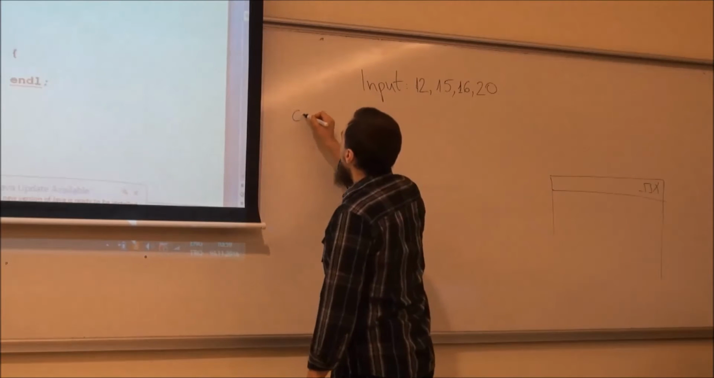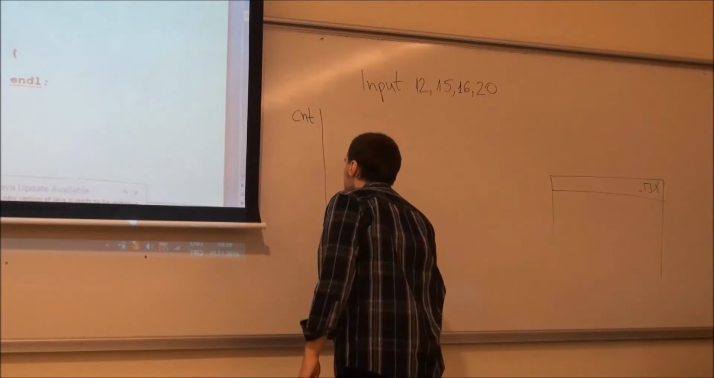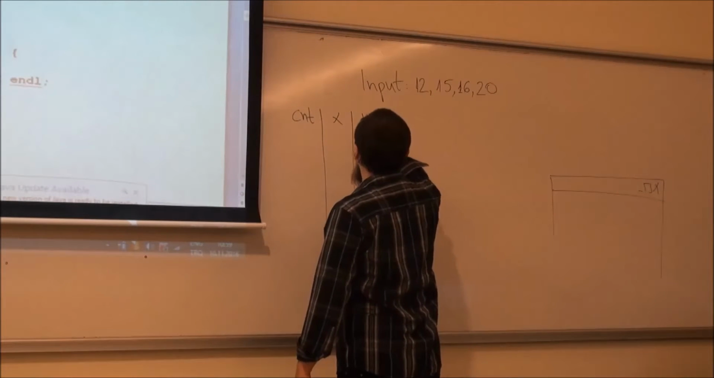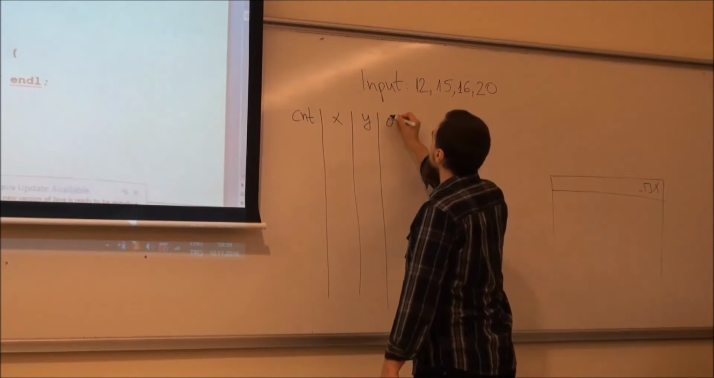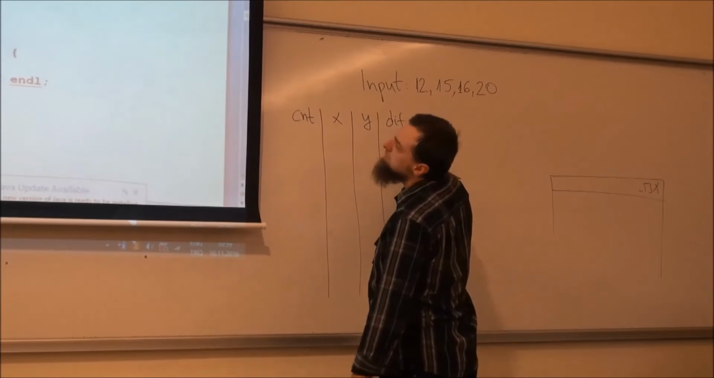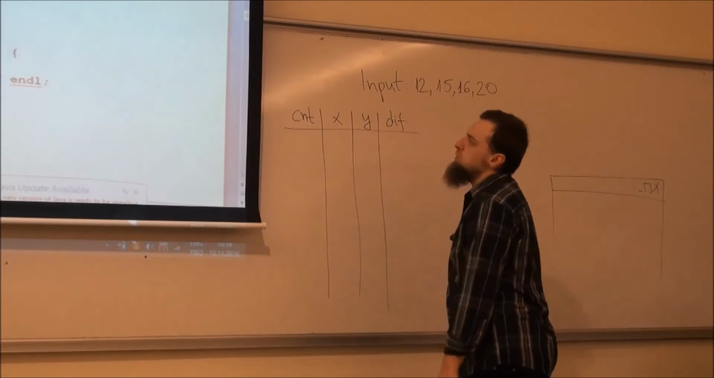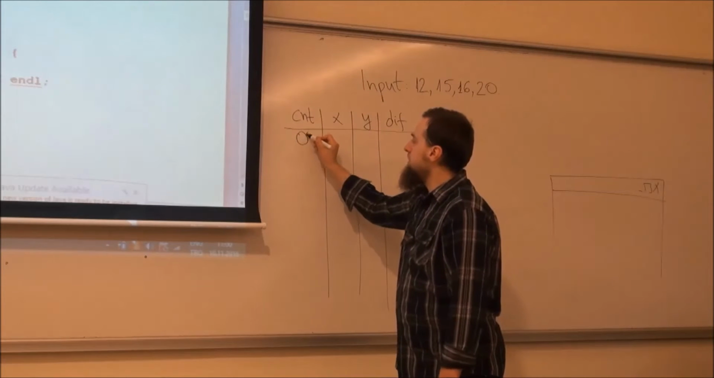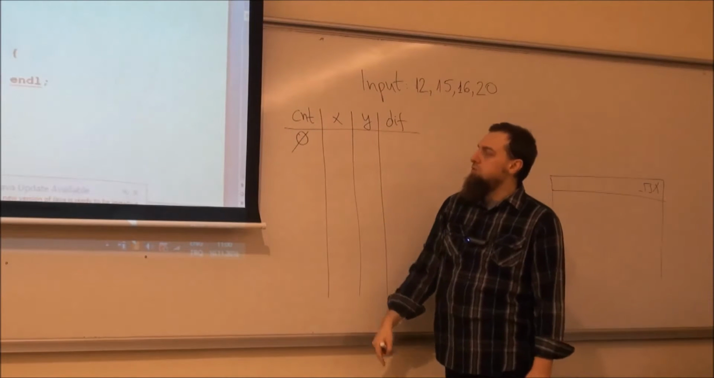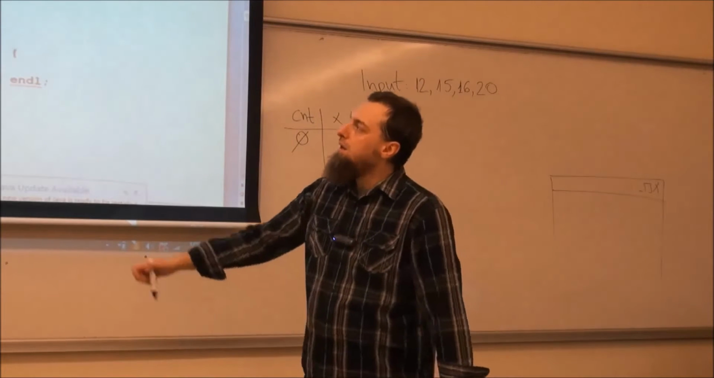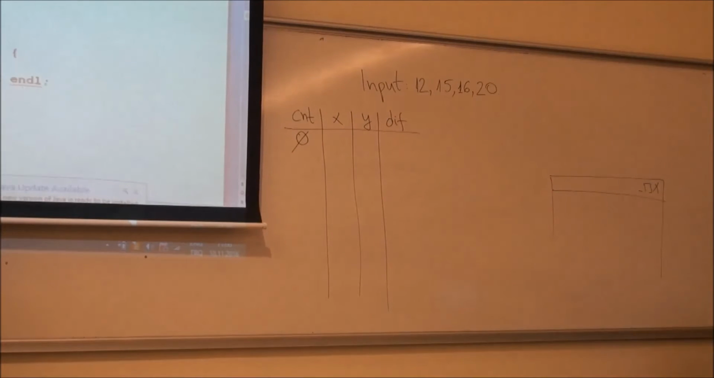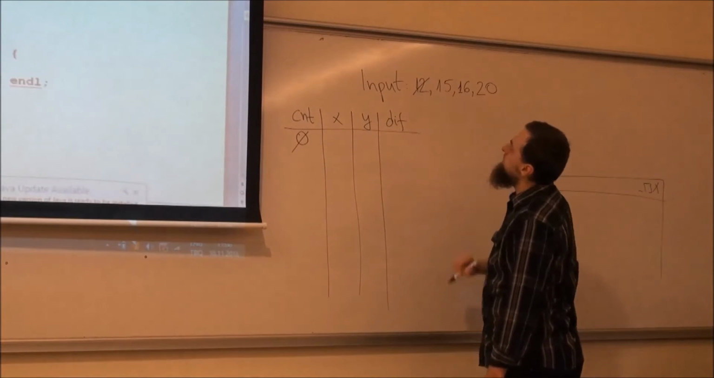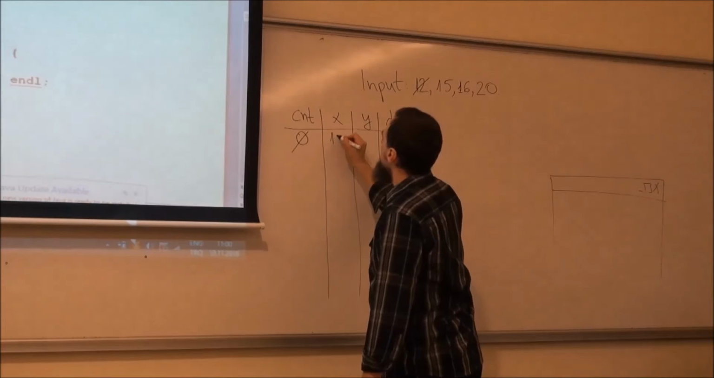So, we have the counter, this is a variable, we have x, we have y, and we have the difference. Okay, it's with one f. Initially count is zero, that's why I write zero here, and I write this slash in order to distinguish zero from o. Then I'm reading x, and I'm reading from this input. I mean, the first value that I'm going to give as an input is 12. So x is going to be 12.